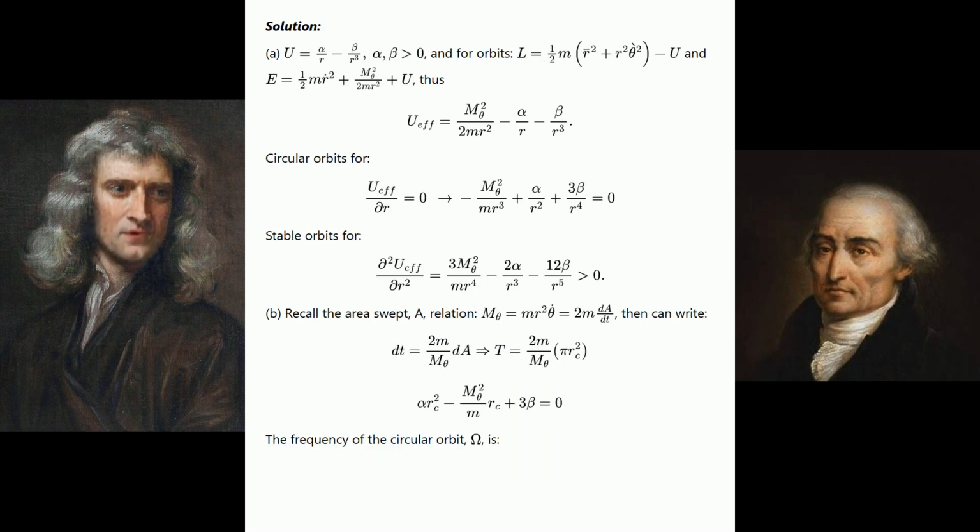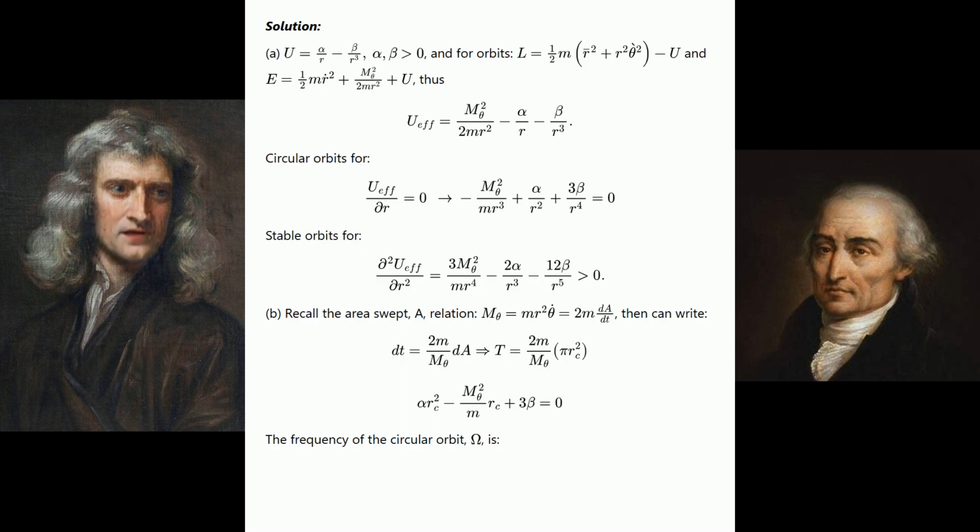Solution. A. U equals alpha over r minus beta over r cubed, alpha and beta greater than 0, and for orbits, L equals 1/2 m times r dot squared plus r squared theta dot squared, minus U, and E equals 1/2 m r dot squared plus m sub theta squared over 2m r squared plus U. Thus, see the equation shown. Circular orbits for the following condition. Stable orbits for the condition shown.